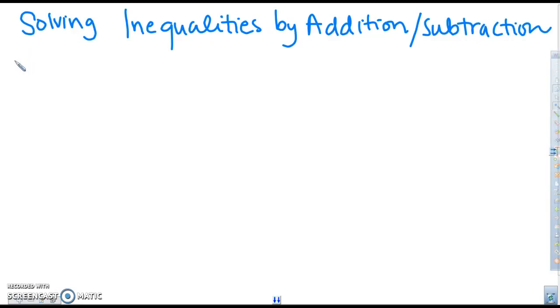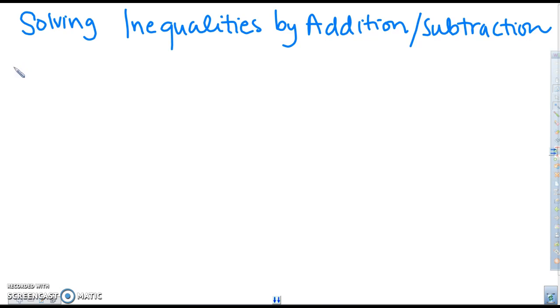Hey, welcome back. We're going to be solving inequalities by addition and subtraction today. In the past, you have solved equations, the things with equal signs, by using additions and subtractions. So now we want to solve inequalities using addition, and we want to solve inequalities by using subtraction. So those are our two goals or objectives for today.